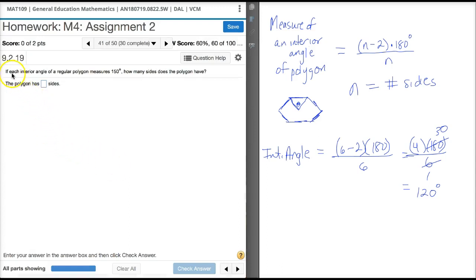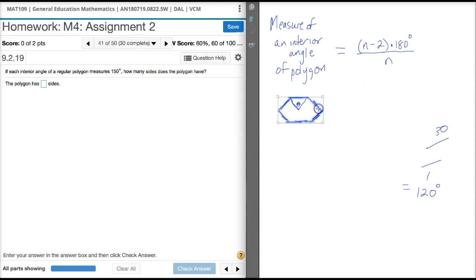So our next question says, each interior angle of a regular polygon measures 150 degrees, then how many sides does that polygon have? In the question that we had before, we were given n and figured out the angle. Now we know the angle, and we need to figure out what n is. So here I'm going to erase, and we will work this out.